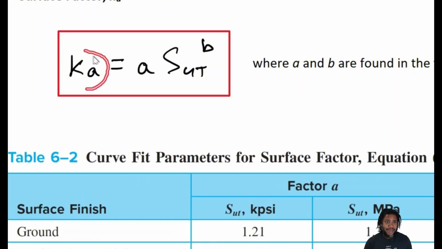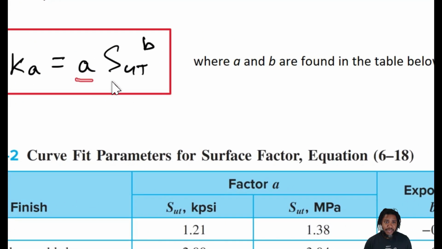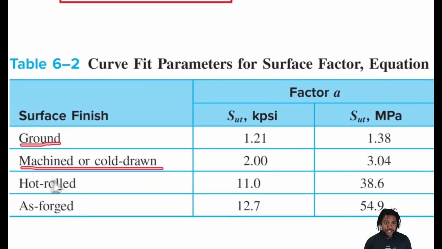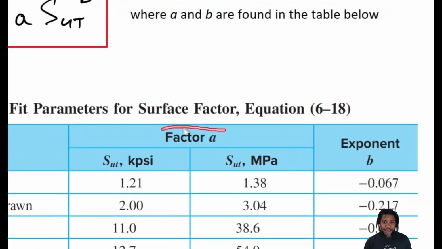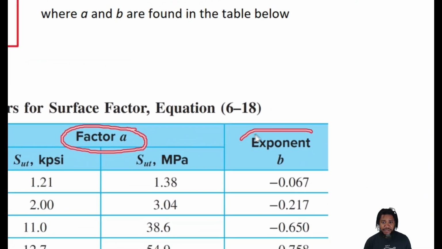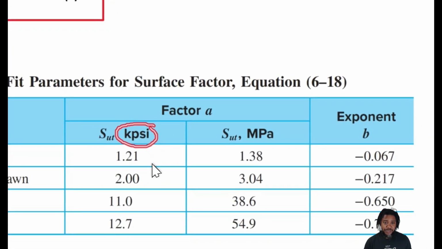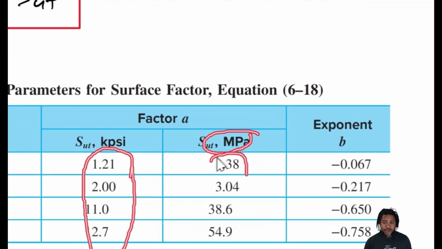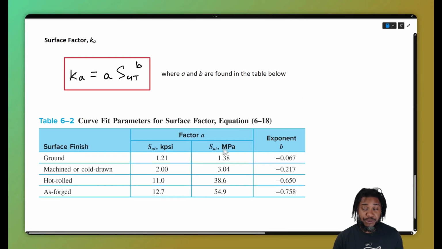Well, the surface factor Ka is equal to A, a material constant, times the ultimate tensile strength to the power B, a material constant, where for different surface finishes, as listed in table 6.2, we have different values of the factor A and the exponent B. And let's note that if we're using KSI units, we'll need a certain A factor, and if we're using megapascal or metric units, we have a different A factor for the difference in the units.